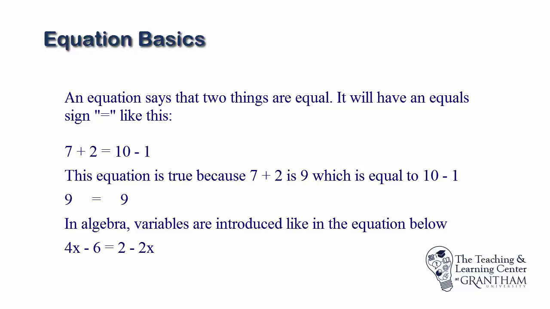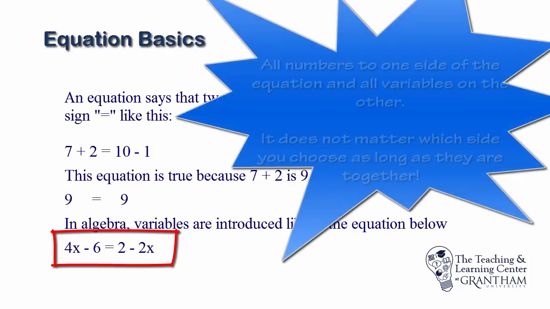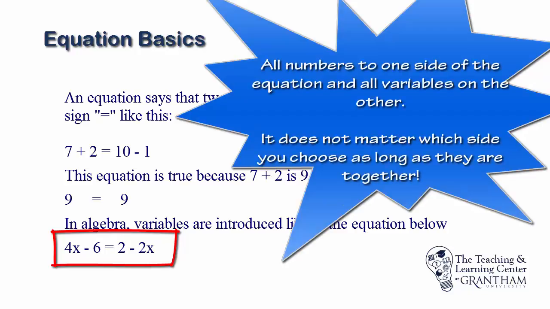In algebra, variables are introduced like in the equation below. 4x minus 6 equals 2 minus 2x. To solve an equation with variables, you want to isolate the variable by whatever mathematical means necessary. You will want all numbers on one side and your variable on the other side of the equation, and you will perform the easier mathematical operations first.